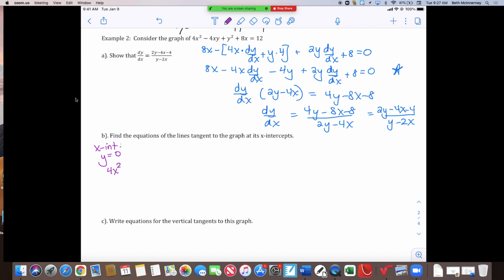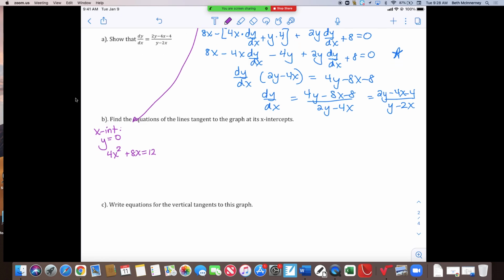So I'm going to get 4x squared plus 8x equals 12. I'm plugging y is 0 into the original equation. I'm going to multitask: divide by 4 and move the 12 over. So I'm going to get x squared plus 2x minus 3 equals 0. I divided by 4, and took the 12 divided by the 4 and brought it over. That factors pretty simply, so I'm getting x-intercepts at x is negative 3 and x is 1.